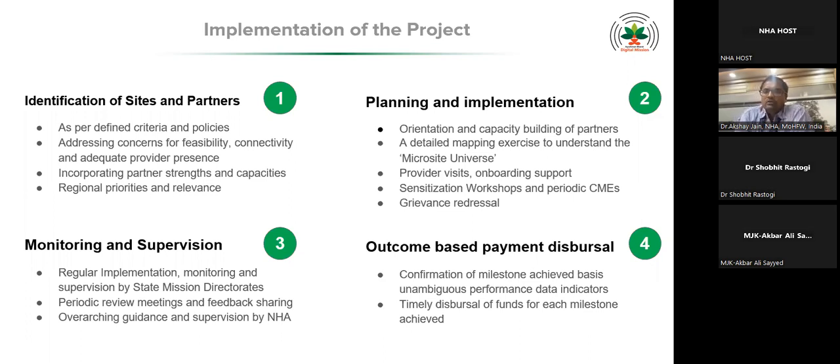We map the universe, like we mapped in the Gujarat microsite, that 800 practitioners are available in Ahmedabad and 600 are available in Surat. So this kind of mapping is done, and then we plan the visits, and then we support while people onboard onto our platform. We give them sensitization workshop, and periodic training is provided. Grievance redressal is done. Then monitoring and supervision mostly falls into the kitty of the state mission directors of Ayushman Bharat Digital Mission. They are going to implement, monitor, and supervise this.